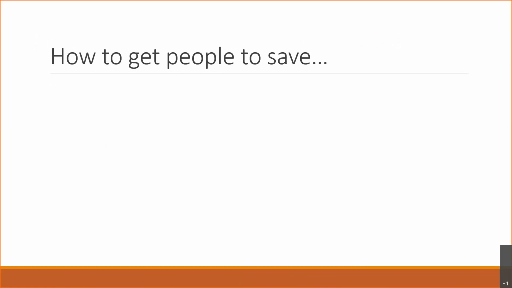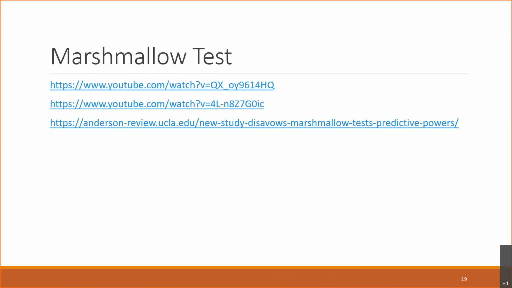Now, the second thing we want to talk about, after we talk about compounding, is how do we get people to save? That's an important idea here. One of the things I always like to use to illustrate why it is difficult to get people to save is the marshmallow test. If you've seen the marshmallow test, you'll know what it is. For those who haven't seen it, it's fairly self-explanatory.